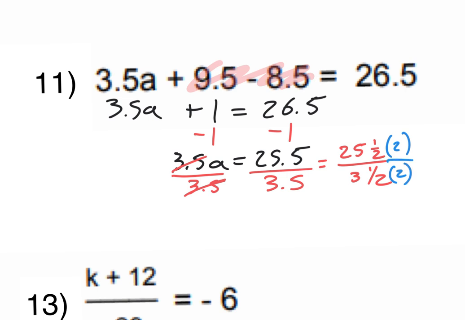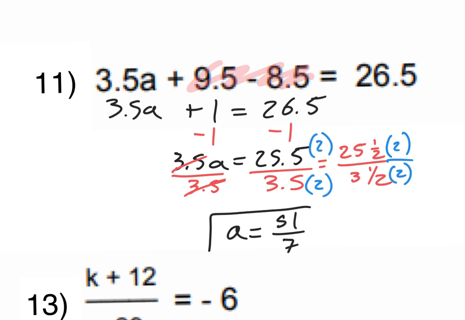If I was to multiply the top by 2 and the bottom by 2, what would I get? Well, I'd get 25.5 times 2 is actually 51, and 3.5 times 2 is 7. And now I have a prettier fraction. Yes, it's improper, but that's okay. Unless the directions say, like, change it to a mixed number or something, we can totally leave it as an improper fraction. Not a big deal. So I think that looks a lot cleaner than that.